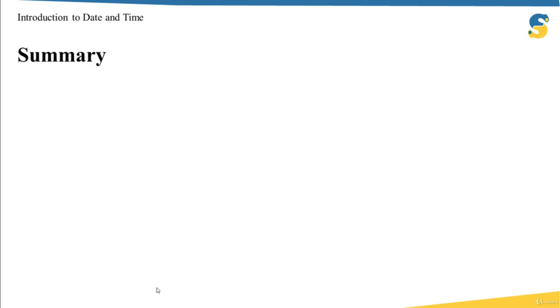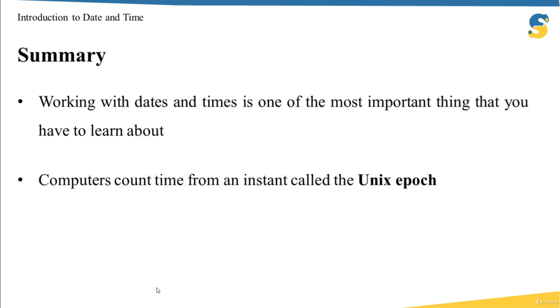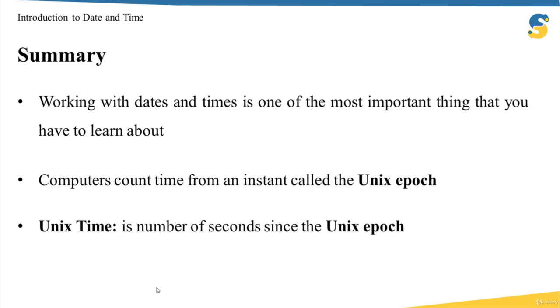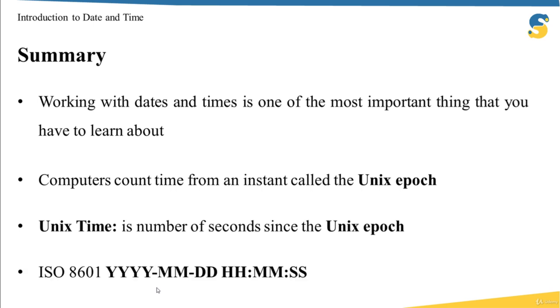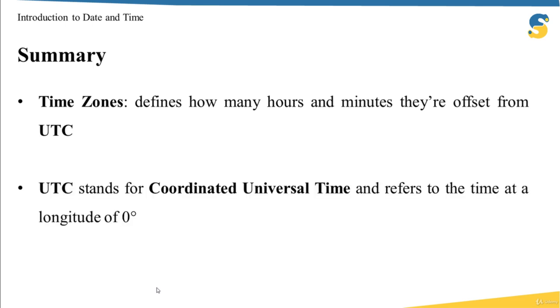Now let's recap what we have learned in this lecture. Working with dates and times is one of the most important things that you have to learn about because you are going to find date and time literally in every project related to software engineering or machine learning. Computers count time from an instant called the Unix epoch. Unix time represents the number of seconds since the Unix epoch. Also, we saw together the ISO format, which represents the date and time in the following format. After that, time zones have been defined as how many hours and minutes they are offset from UTC. And don't forget that UTC stands for Coordinated Universal Time, and this refers to the time at longitude 0.